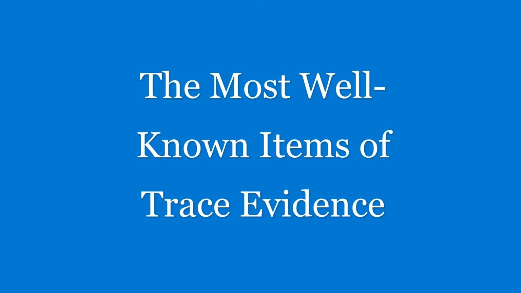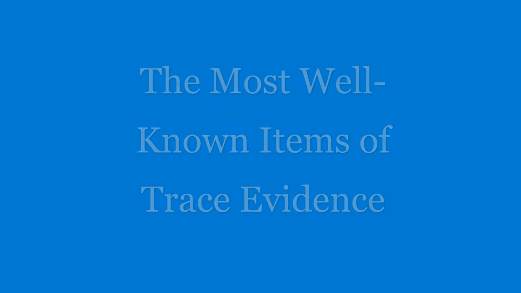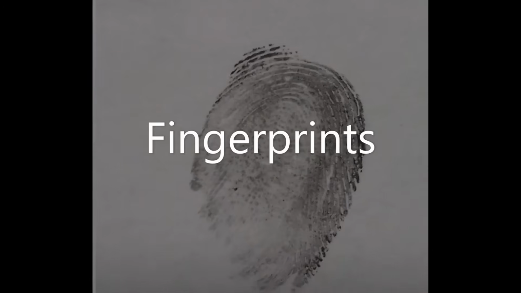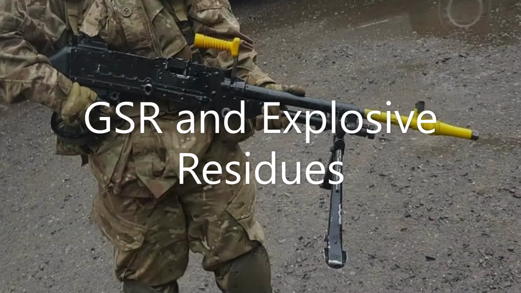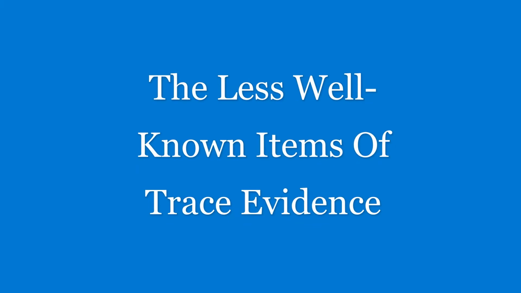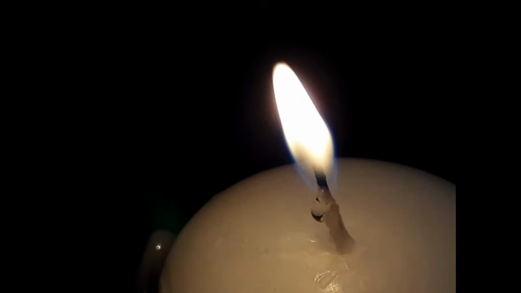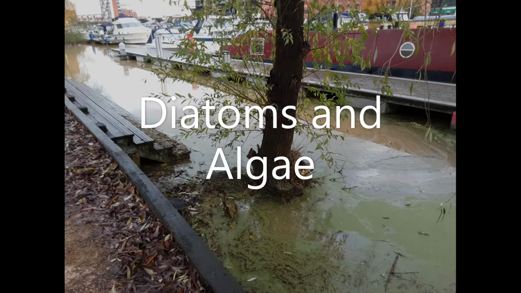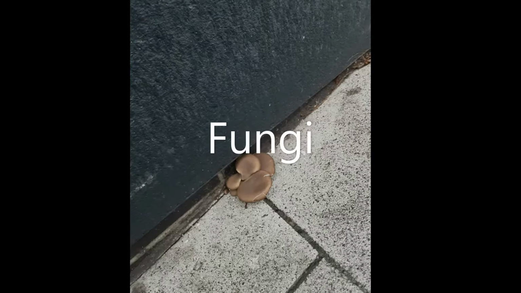The most well-known items of trace evidence, thanks to crime shows: hair, fibers, DNA, paint, glass, fingerprints, GSR and explosive residues. The less well-known items of trace evidence: plant material, soil, fire scene debris, pollen, diatoms, algae, fungus.